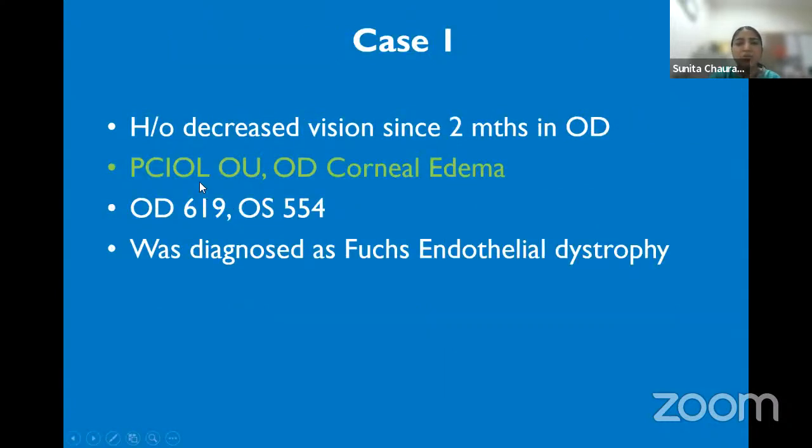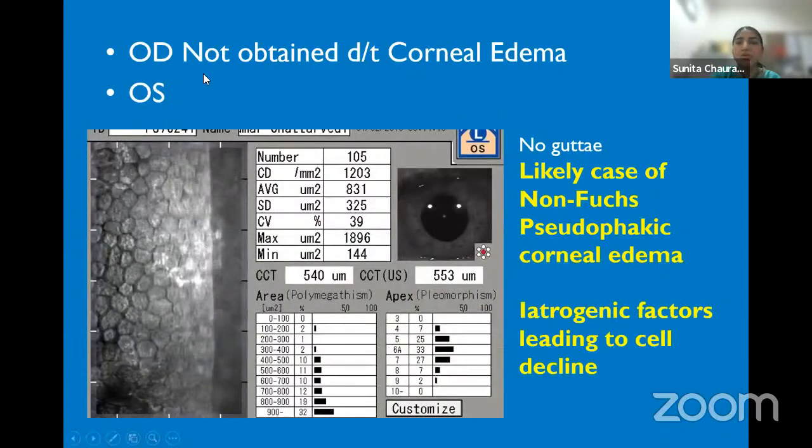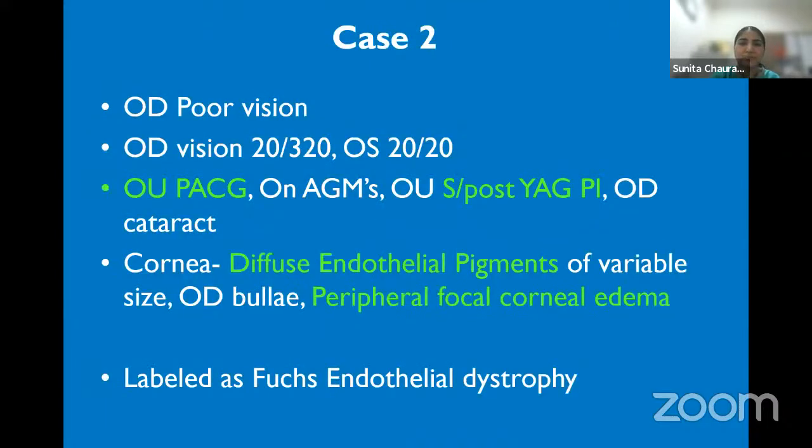This is to share one case who had a history of decreased vision since 2 months in the right eye. Both eyes have had cataract surgery. OD had corneal edema. The pachymetry was 619 in the right eye and 554 in the left eye, and this was diagnosed as a case of Fuchs endothelial dystrophy. In OD, obviously the endothelial images were not procured because of corneal edema, but if you look at the left eye specular images, this is certainly not a case of Fuchs endothelial dystrophy. It is a non-Fuchs pseudophakic corneal edema, probably with iatrogenic factors accounting for the cell decline in the other eye. So imaging from the opposite eye helps in formulating the diagnosis for this particular eye.